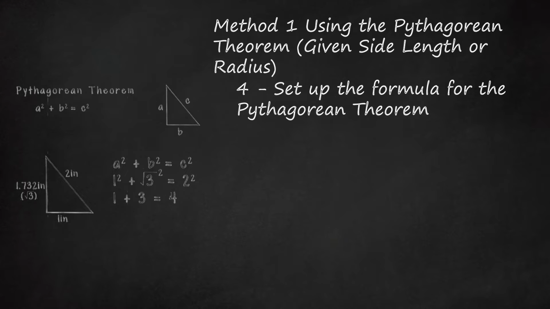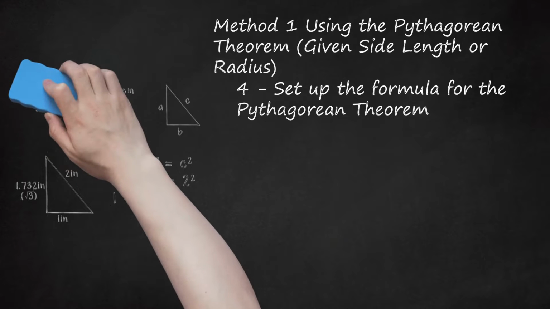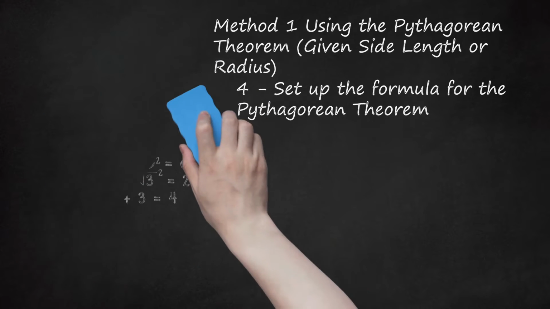For example, if a right triangle had a hypotenuse of 2 inches, one leg of 1 inch, and another leg of about 1.732 inches, √3, the Pythagorean theorem would state that 1² + √3² = 2², which is true when you complete the calculations. 1 plus 3 is equal to 4.